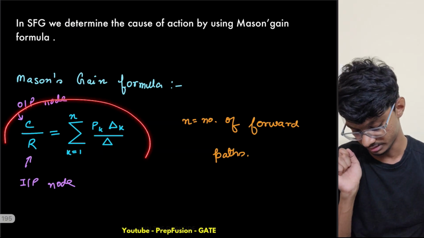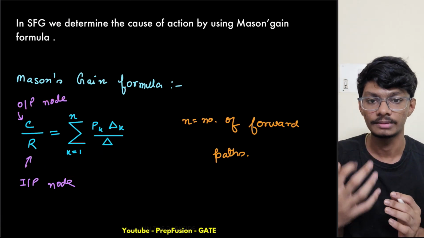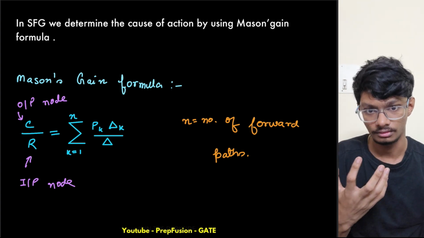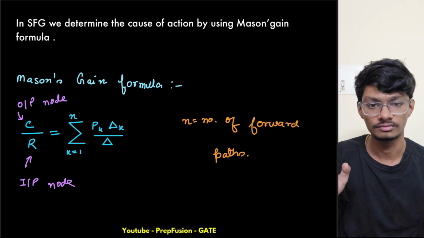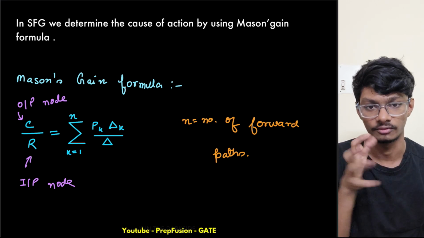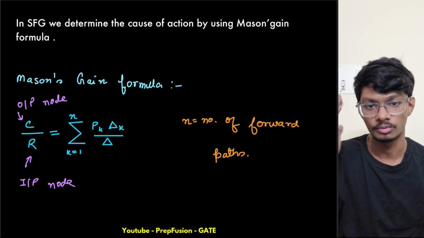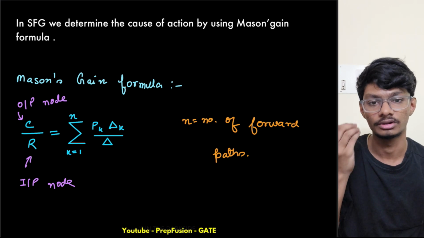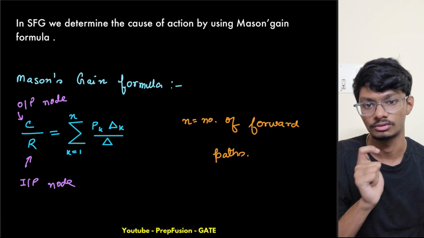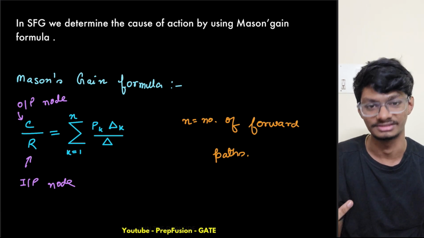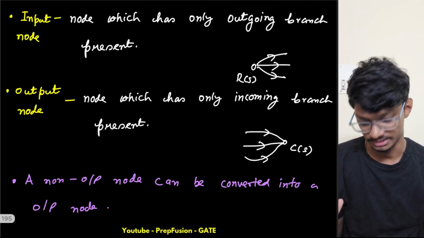And this is our Mason's gain formula. This may seem a bit too much for you at first to remember, but once you get used to it and do enough sums of this particular type of question, then this will automatically get into your head. You will remember. We will do many questions from there. You will understand, yeah, this is not that difficult as you thought previously, right? So yeah, this is what Mason's gain formula is.